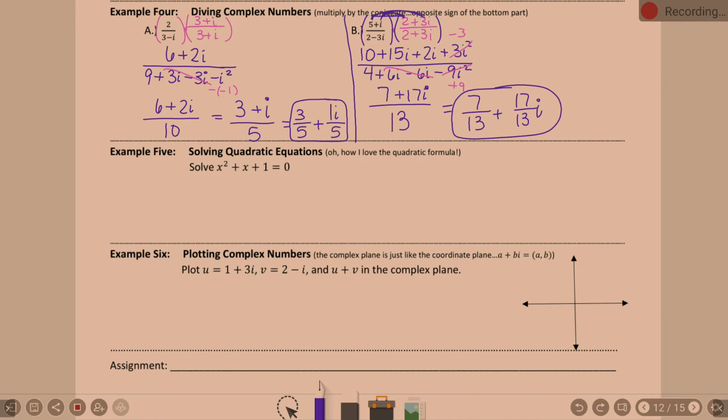In all honesty, if you ask me, we've gotten past the hardest stuff. My opinion would be the hardest stuff was back there doing the z squared to the z cubed, just because they threw in fractions, radicals, i's, everything all at once. Okay, example 5. How do we solve x squared plus x plus 1 equals 0?